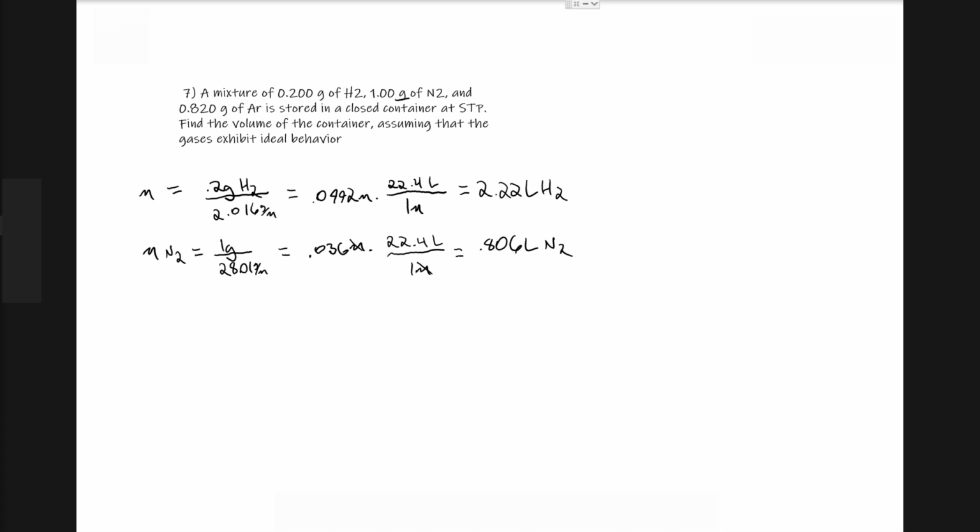Now we'll do this lastly for argon. Number of moles of argon is equal to our grams, and we have 0.820 grams. Now this time we don't have to multiply by 2 because argon is a noble gas, and so it's not going to come bundled in groups of 2. In any given molecule of argon, you just have argon. So divide that by 39.95 grams per mole, and that will give us about 0.02 moles. And we multiply that by 22.4 liters over 1 mole, and that will give us about 0.46 liters.